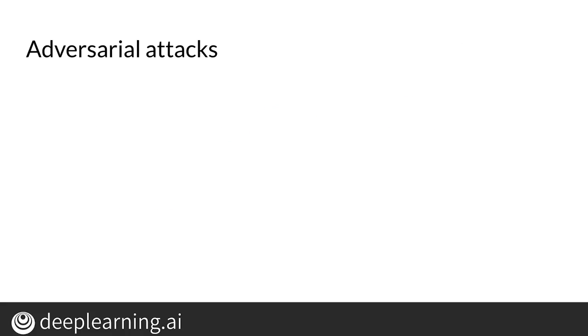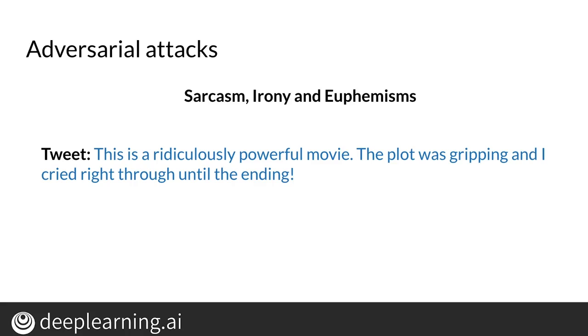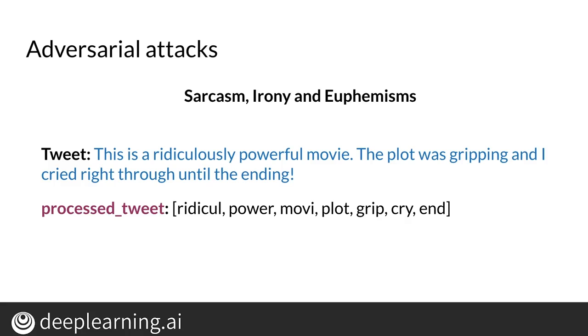Another problem of naive Bayes is something called an adversarial attack. The term adversarial attack describes some common language phenomena like sarcasm, irony, and euphemism. Humans pick these up quickly, but machines are terrible at it. This tweet: "This is a ridiculously powerful movie. The plot was gripping, and I cried right through until the ending," contains a somewhat positive movie review, but preprocessing might suggest otherwise. If you preprocessed this tweet, you'd get a list of mostly negative words, but as you can see, they were actually used to describe a movie that the author enjoyed. If you use naive Bayes on this list of words, it would end up giving a very negative score regardless.